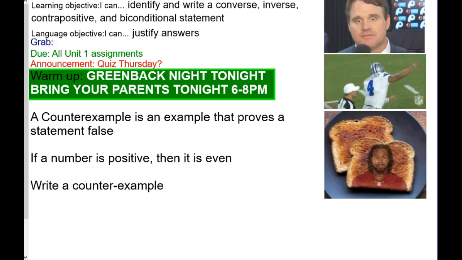Now, does everyone see the new word, counterexample? Counterexample is a what? An example that proves what? A statement false. Very good. So, if I said, if it's Monday, then you have to go to school, is that true? For every Monday. Okay, so it's not true for every Monday. So instead of just saying no or false, now I want you to give me a counterexample. Which Monday do you not have to come to school?